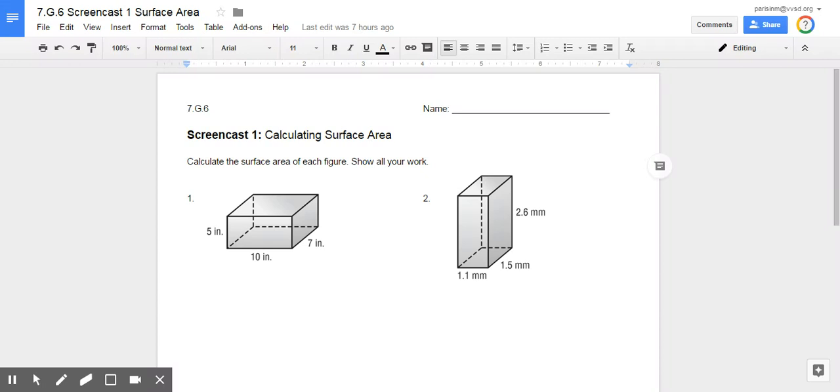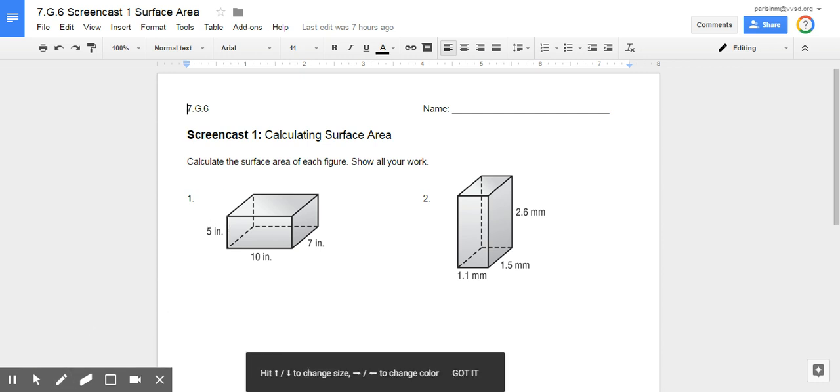This is screencast number 1 on calculating surface area. First of all, surface area is the total area of the surface of a three-dimensional object. So if we're looking at number 1, we have a rectangular prism. For this rectangular prism, surface area is going to be the area of all 6 faces. We are going to find the area of all 6 faces and then add them all up.